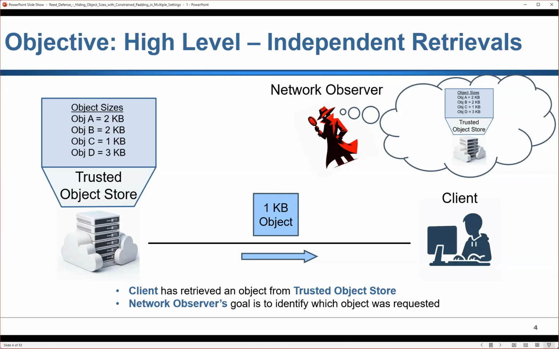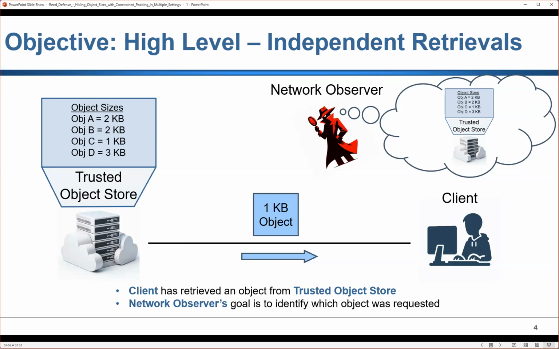So we have a client who is retrieving objects from a trusted object store. These objects are encrypted. However, they may have varying sizes. And so the adversary in this setting is a network observer that knows all of the objects and their sizes on the trusted object store and wants to identify which objects the client has retrieved.